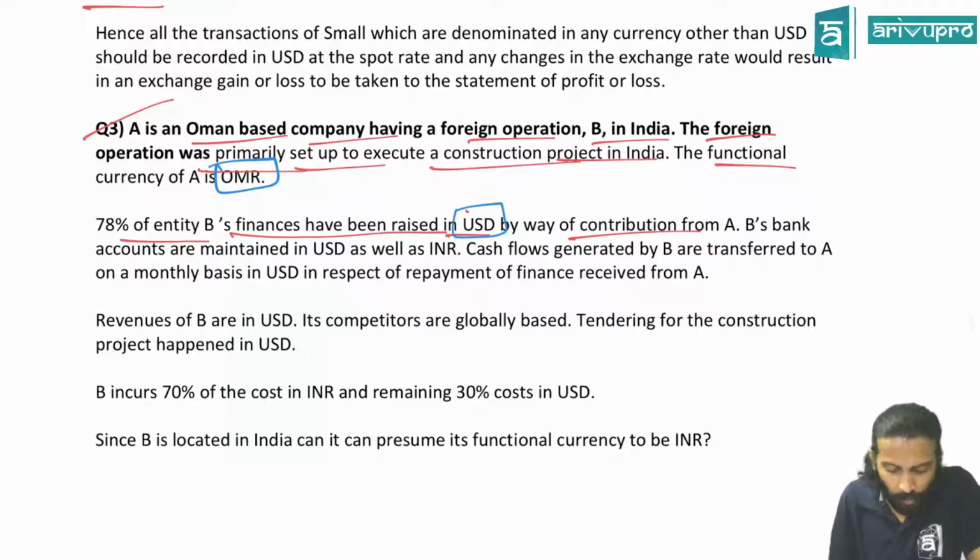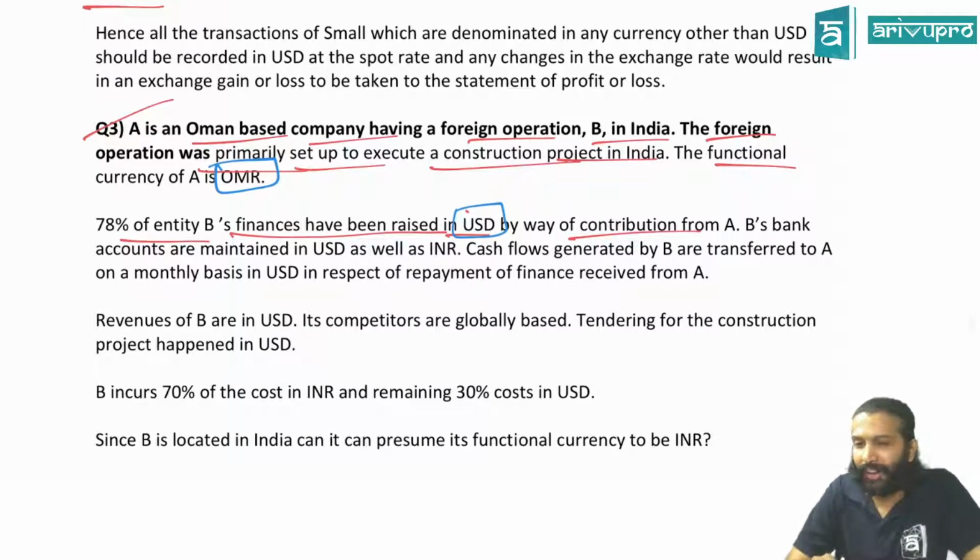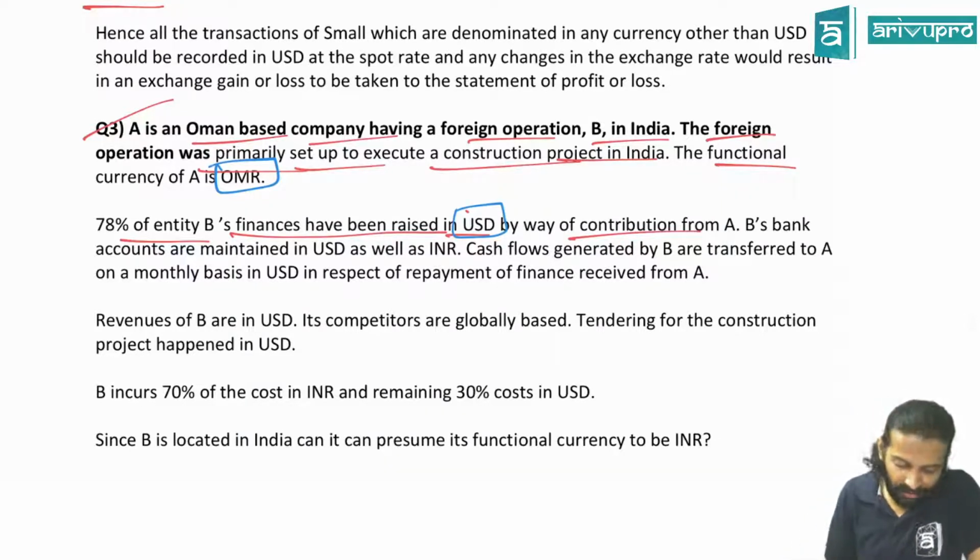Funds have been raised in what, sir? So there's an indicator, remember? One of the secondary indicators is the currency in which the finance has been raised. Here the finance of B is raised in US dollar. Keep that in mind. B Limited bank accounts are maintained in US dollar as well as INR. They have a bank account in both.